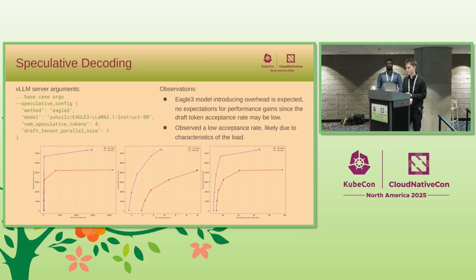So in this case, the overhead of running the draft model was greater than the savings from accepting the draft tokens. So this should demonstrate how a draft model can affect performance for your particular load, and how inference perf can be used to evaluate more of these niche model server tunings, or picking a draft model.